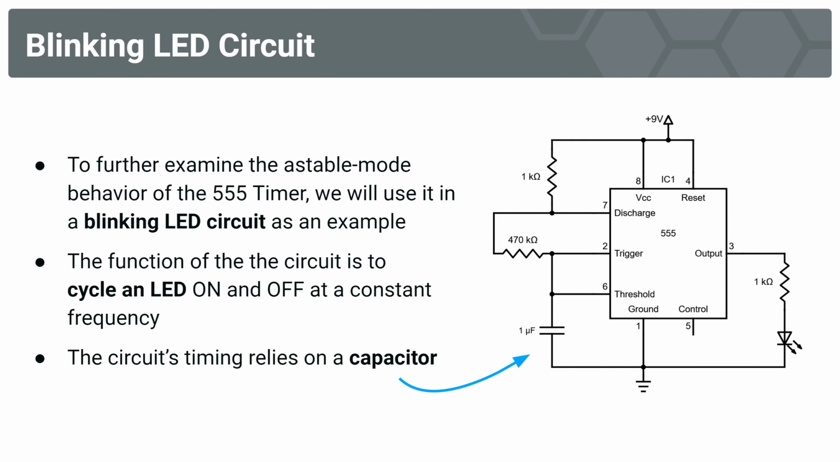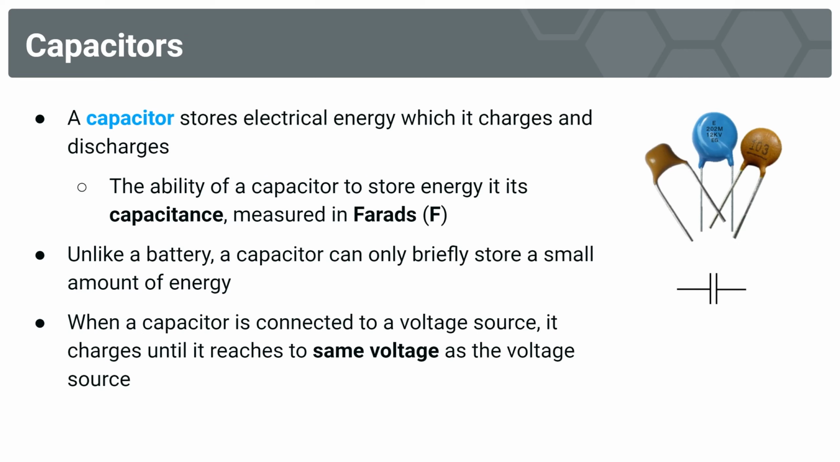Let's further examine the astable mode behavior of the 555 timer when it's used in a blinking LED circuit. Now, the function of the circuit is to cycle an LED on and off at a constant frequency. Now, the circuit's timing is going to rely on a component we haven't discussed yet. It's a capacitor. So we're going to pause and we're going to discuss capacitors right now.